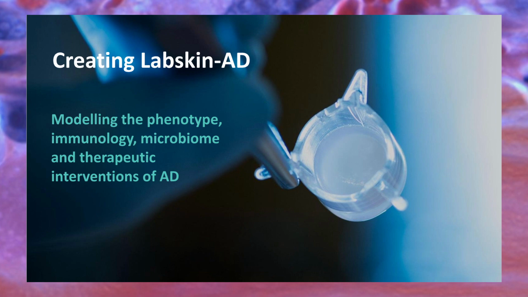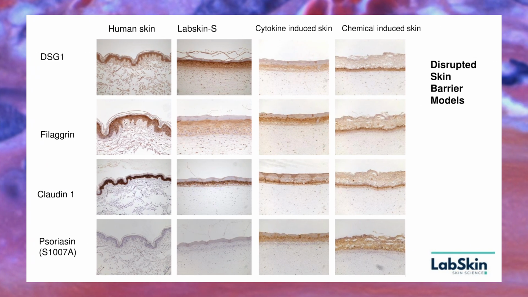So we wanted to create a mimic of atopic dermatitis using our Labskin model. We've nicknamed it Labskin-AD for obvious reasons, but we wanted to ensure that we could model the phenotype, the immunological reactions and the microbiome of the Labskin-AD, but also look at therapeutic interventions. We know that in atopic dermatitis, the skin has a disrupted skin barrier. So we wanted to know if we could create this trademark hallmark appearance in the epidermis associated with the loss of tight cell junctions and barrier function.